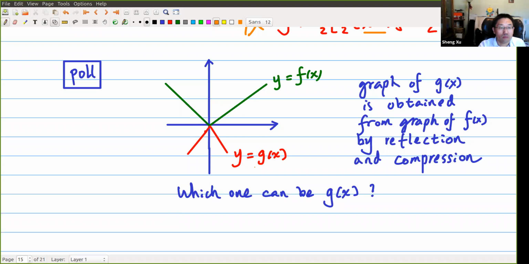I have 20 responses so far. Let me give you 10 more seconds, okay? Get engaged or get involved, okay? Yeah, that's very important. Okay, I think I should stop, okay? I think most of you got it right. The majority got it right.